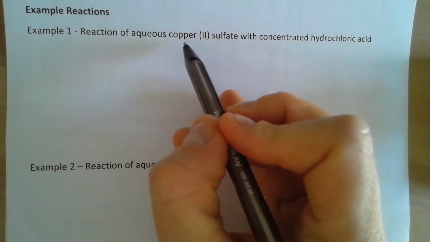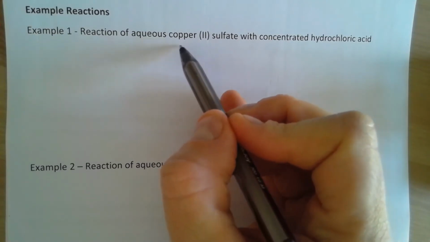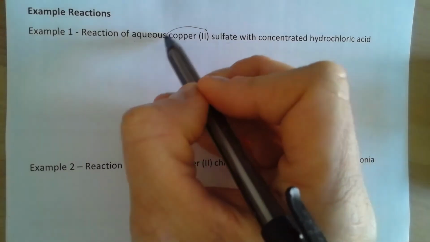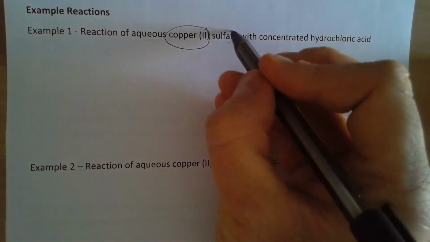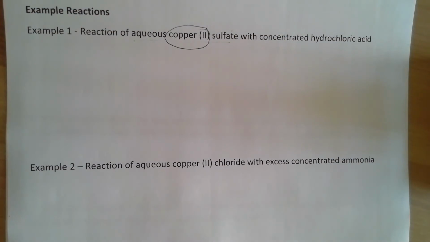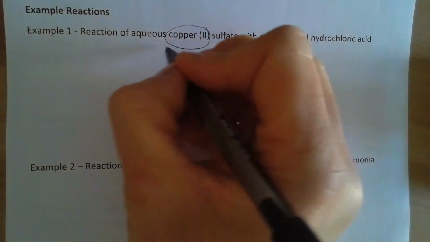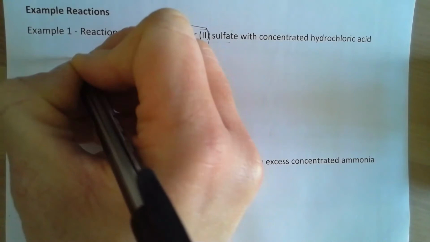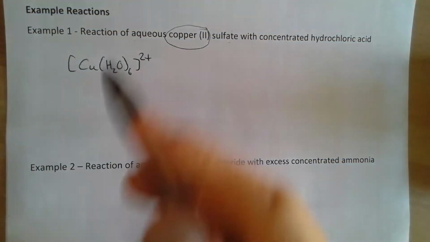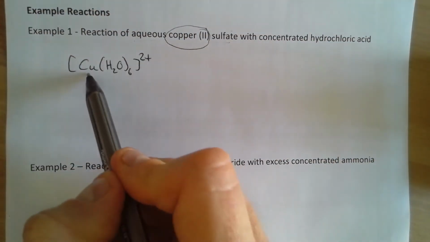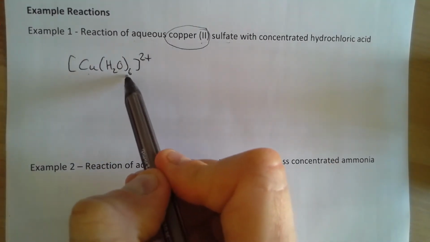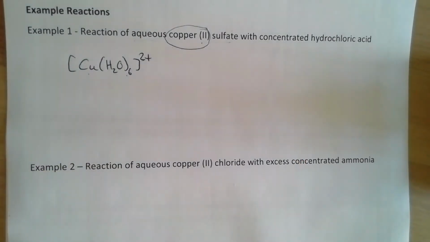From previous sessions, we should have hopefully realised that because it's an aqueous copper 2 sulfate, what we're particularly interested in is the copper 2. The sulfate ions will be spectator ions. They will be in the aqueous solution, but they have nothing to do with the reaction at all. So what we've actually got here is the aqueous copper 2 plus complex. So we've got a 2 plus here because the copper is copper 2, and the 6 water ligands are neutral, so the complex itself has that 2 plus charge.